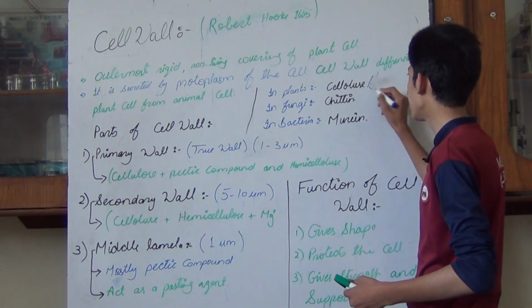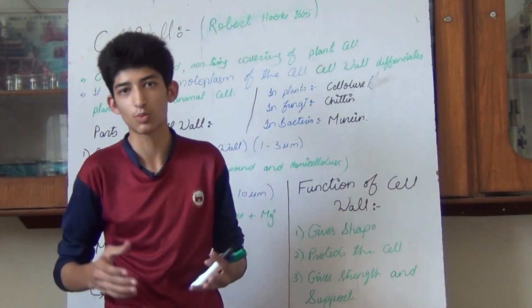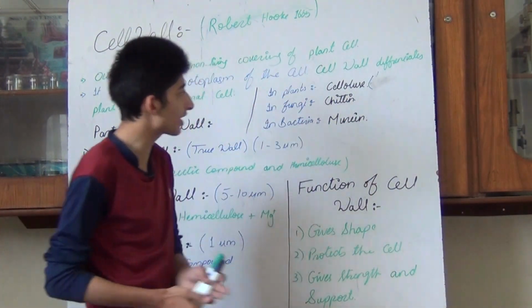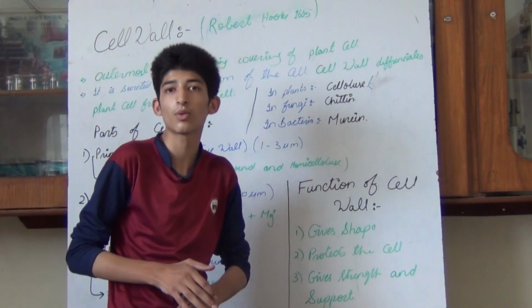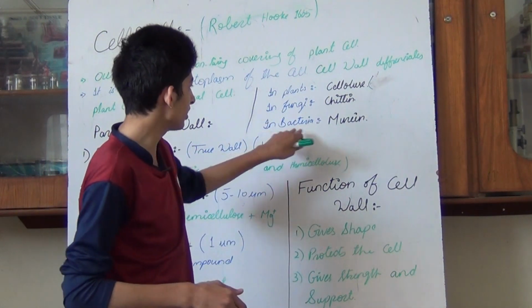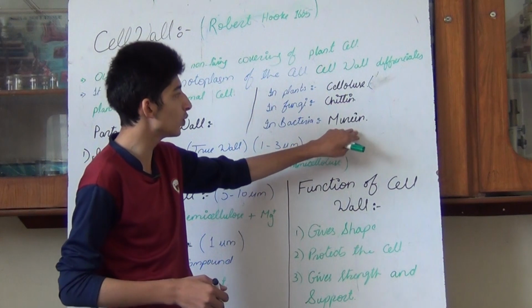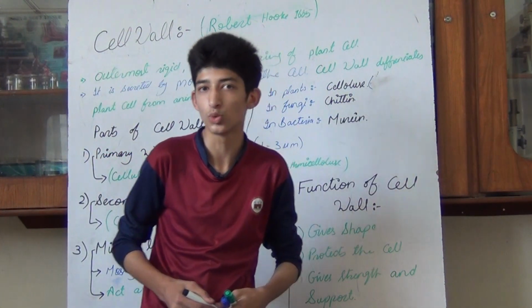So what is cellulose made up of? We can say cellulose is made up of complex carbohydrates. And in fungi, what is chitin made up of? It is made up of carbohydrates plus an amine group. Now coming towards bacteria, in bacteria it is made up of murein. So what is murein made up of? Murein is made up of carbohydrates plus proteins.